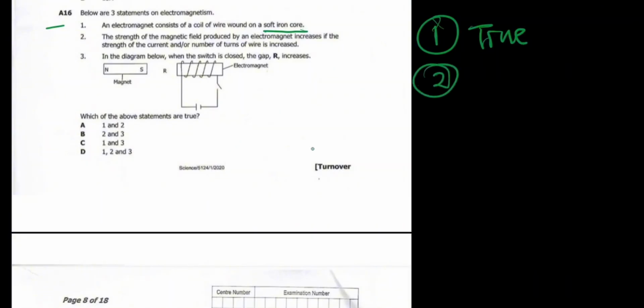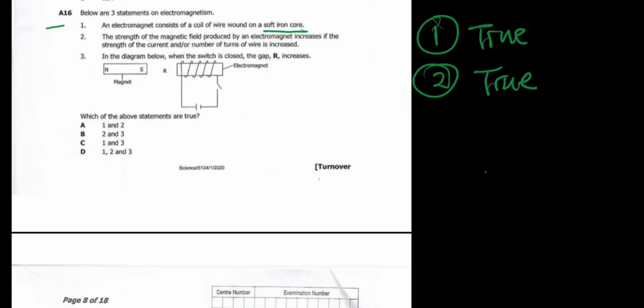What about the second statement? It says the strength of the magnetic field produced by an electromagnet increases if the strength of the current and/or the number of turns of wire is increased. Now, this statement is also true.